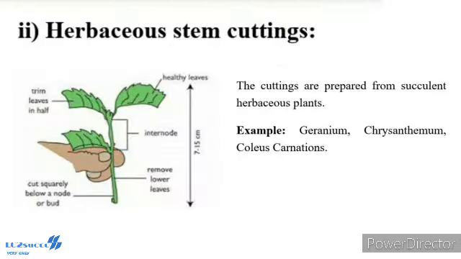Second one, herbaceous stem cutting. The cuttings are prepared from succulent herbaceous plants. Examples: geranium, chrysanthemum, coleus, carnations, etc. The stem cuttings with leaves of 5 to 6 inches are planted in the soil and watered regularly. Roots develop from the cut end in a short period under proper conditions.